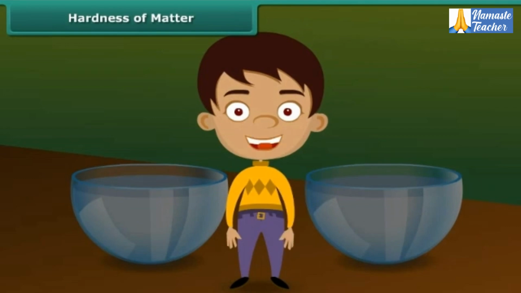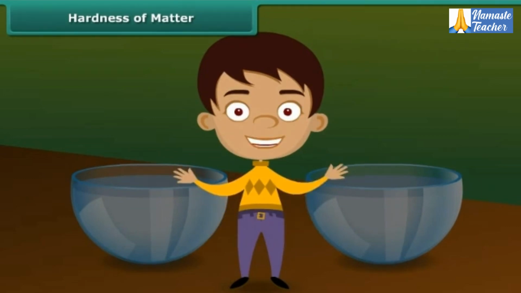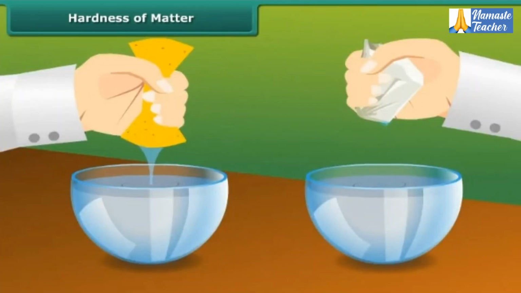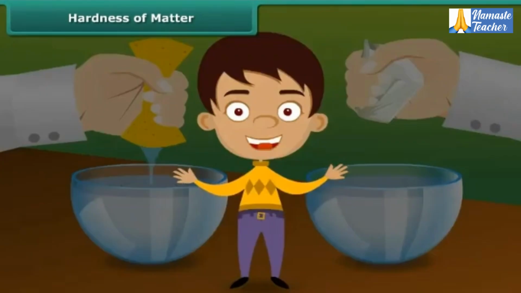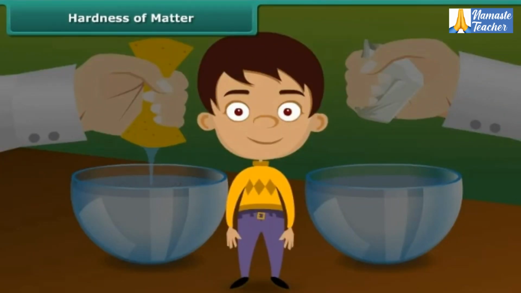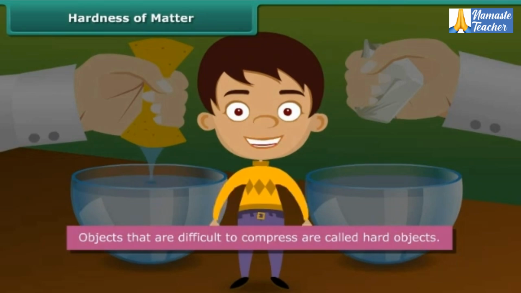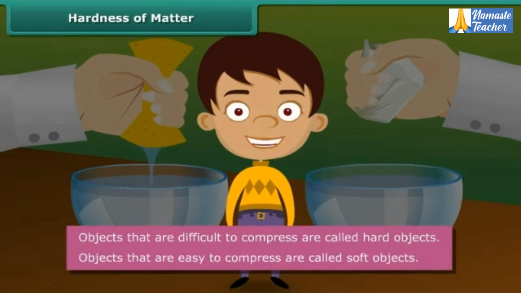Let us perform a small activity to understand the concept of hardness or softness of material. Take a sponge soaked in water. Now take a stone drenched in water. Try to squeeze both to remove water. Which of the two are you able to squeeze? Of course, sponge. Can you squeeze the stone? You cannot. Objects that are difficult to compress are called hard objects. Objects that are easy to compress are called soft objects.